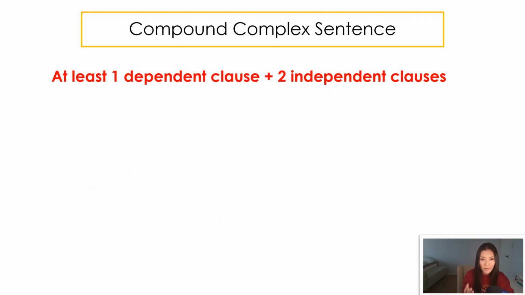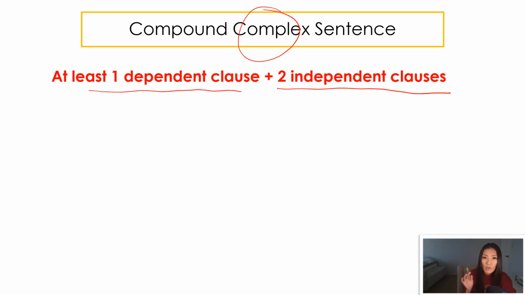So the fourth and the last type of sentence is compound complex sentence. So as the name suggests, we're going to combine everything. Compound means what? Two independent clauses, right? So here it is. And complex means that we're going to just mix it up with a dependent clause. So a compound complex sentence is going to have at least one dependent clause and two independent clauses.